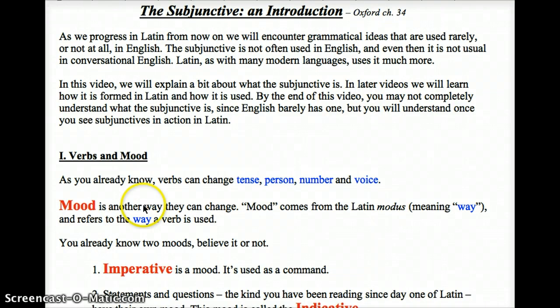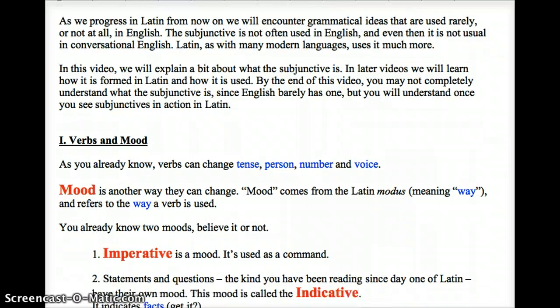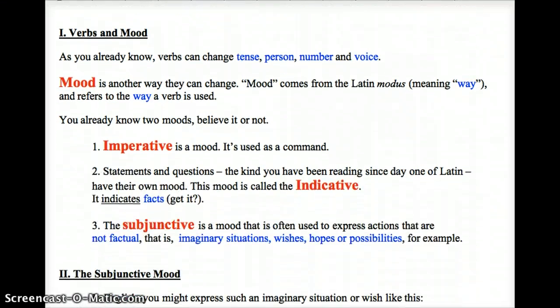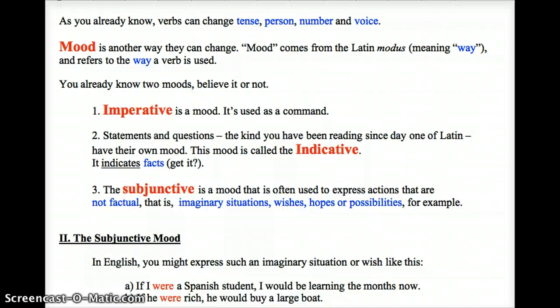Let's talk now about verbs and this thing called mood. As you know, verbs can change tense, person, number, and voice. Mood is another way that they change. The word mood comes from the Latin modus, which means way. And when we talk about the mood of a verb, we're talking about the way a verb is used.